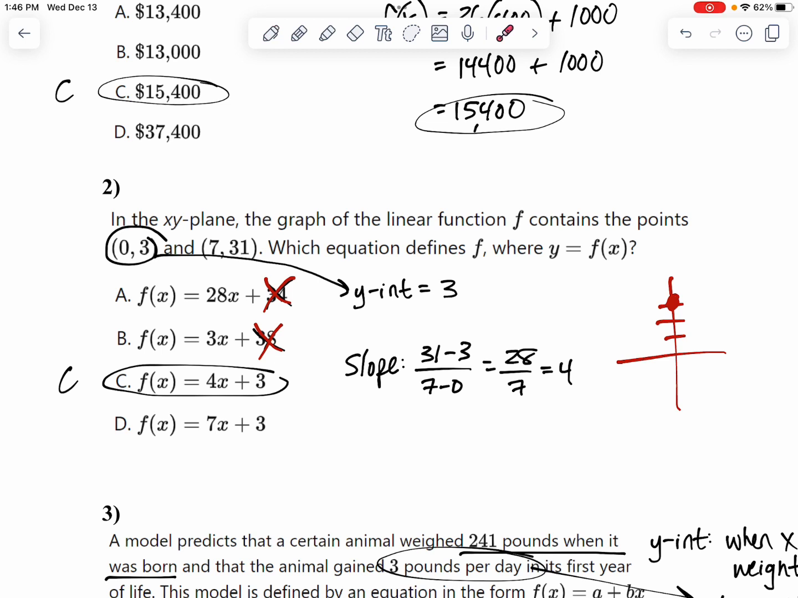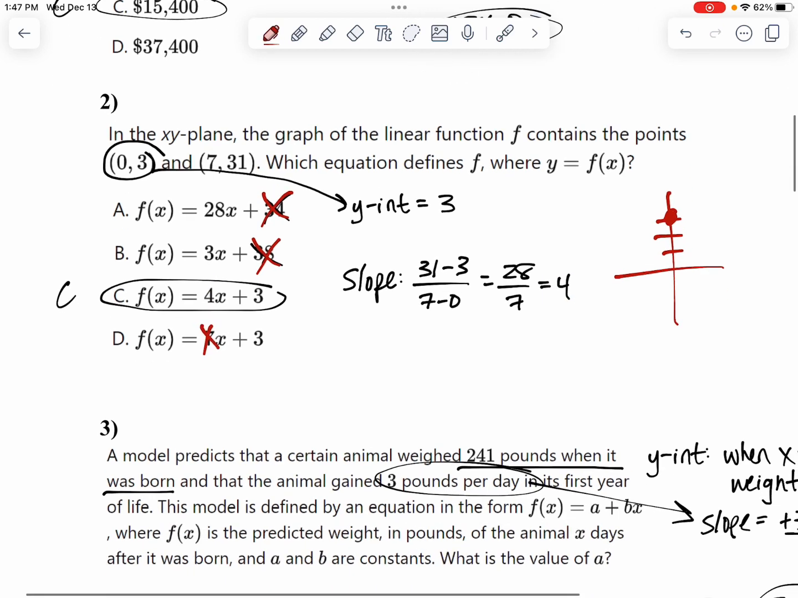So I've narrowed it down to a 50-50 shot already, which is fantastic. If you're guessing, if you're running out of time, make sure that you eliminate as many answer choices as you can. And then I did the slope formula, which is above, which you copied down, in order to tell me that the slope is 4, and that matches up with this one and not the 7. That is why C is the answer for number 2.